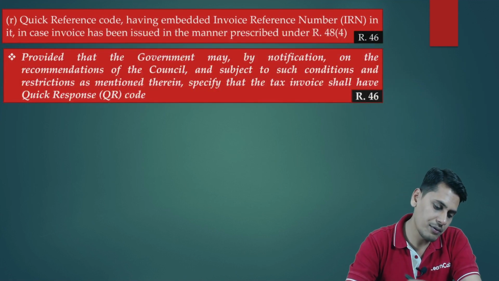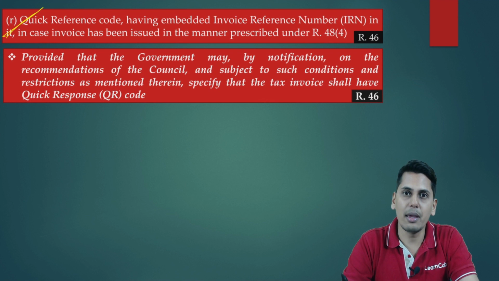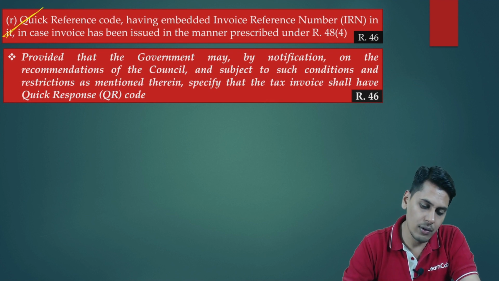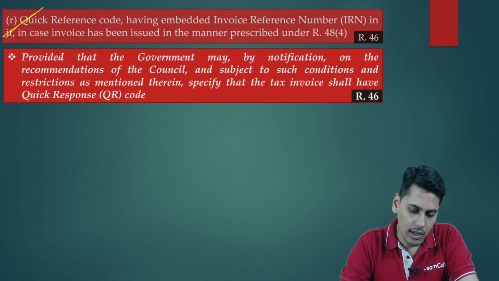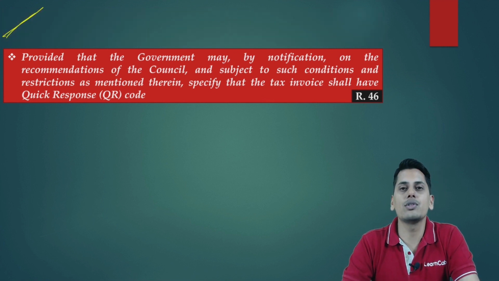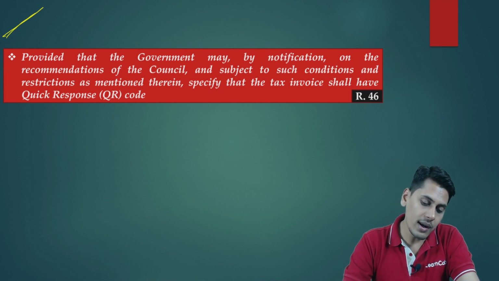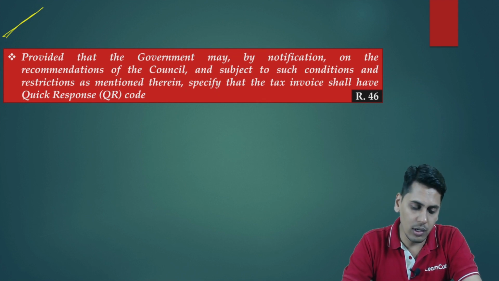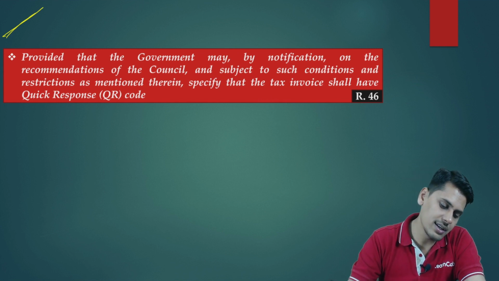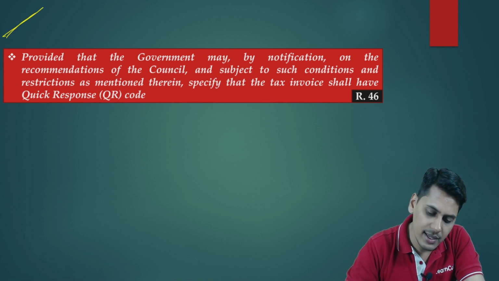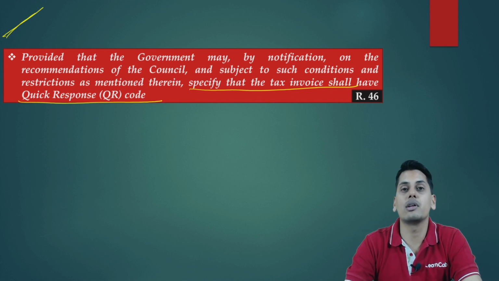We have just completed 46 sub rule R, that is QR code, which is having an embedded invoice reference number if invoice is issued in the manner prescribed under 48 sub rule 4. Now we move on to the 6th proviso to rule number 46. Let's have a look. It tells you, provided that the government may, by notifications and on the recommendations of council, subject to such conditions and restrictions as mentioned therein, specify that the tax invoice shall have a quick response code.